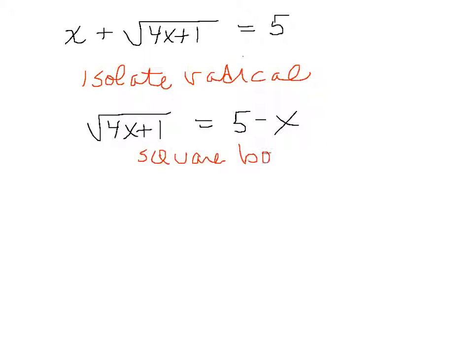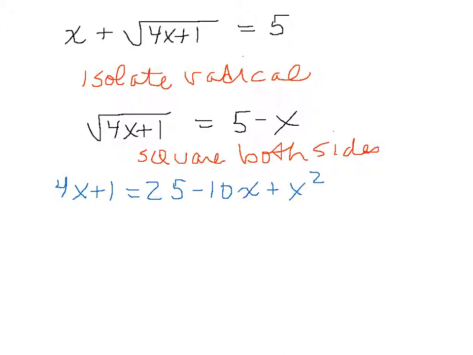square both sides. Okay, and then we're cooking. So if I do that, what I get is 4x plus 1 is equal to 5 minus x, quantity squared. And you should be able to get this when you do that.